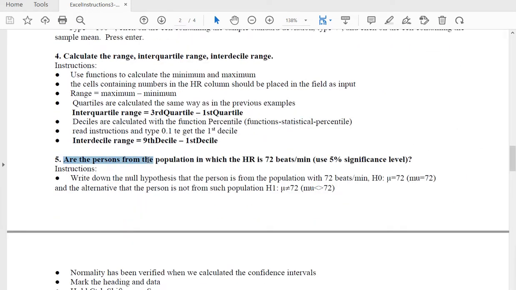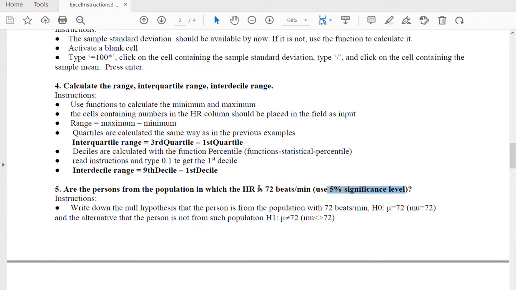Are the persons from the population in which heart rate is 72, with 5% significance value? That just means that the threshold for the p-value is 0.05. That's all it means. So, are the persons from the population in which heart rate is 72? This is a straightforward example of which kind of test? Tick tock, tick tock.